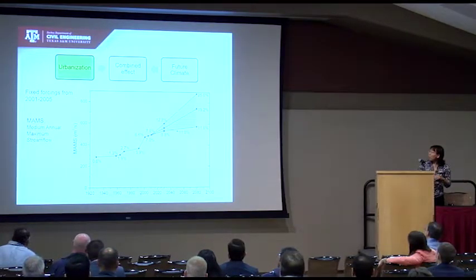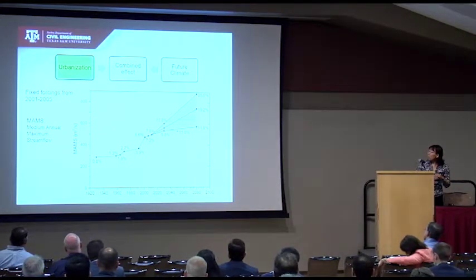So here is what happens. With the increasing urban cover, you see that around 2000, in the late 90s, there's this jump in the peak streamflow.